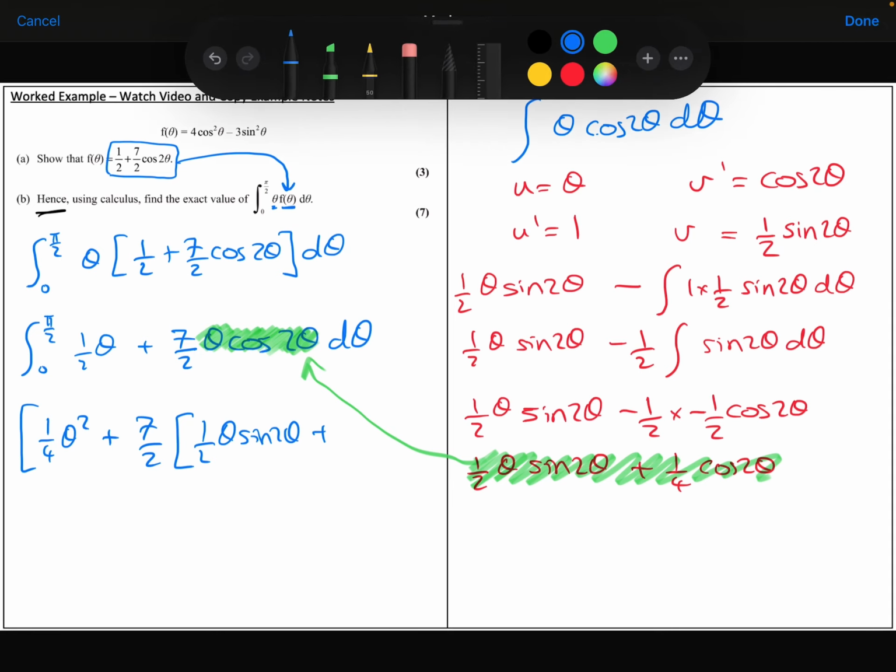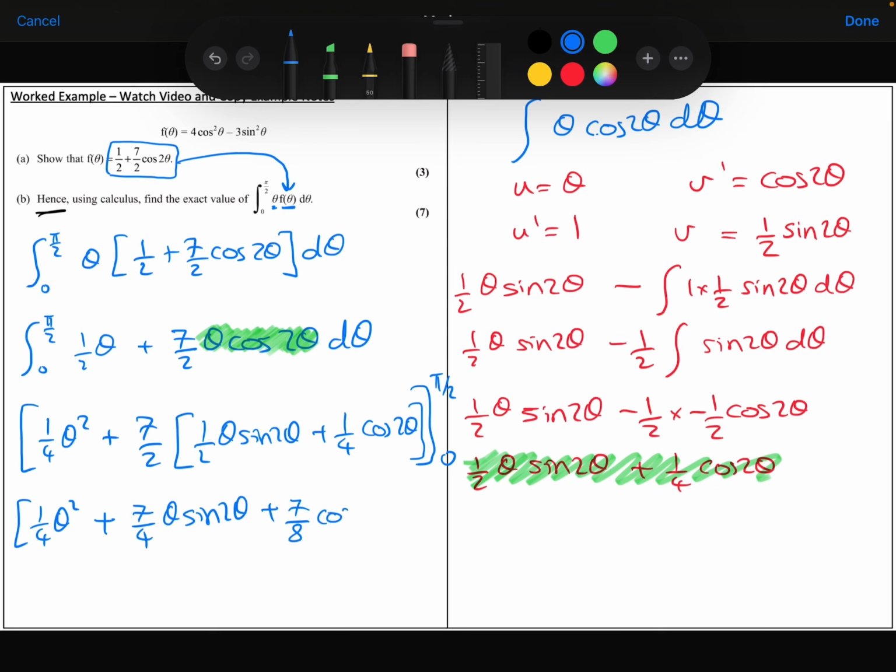Let me just rub that line out. Right, we've finished all our integration. Now I just want to simplify this and then substitute my limits in. So let's multiply through by the 7/2. So 7/2 times 1/2 is 7/4 theta sine 2 theta, plus 7/2 times 1/4 is 7/8 cos 2 theta.